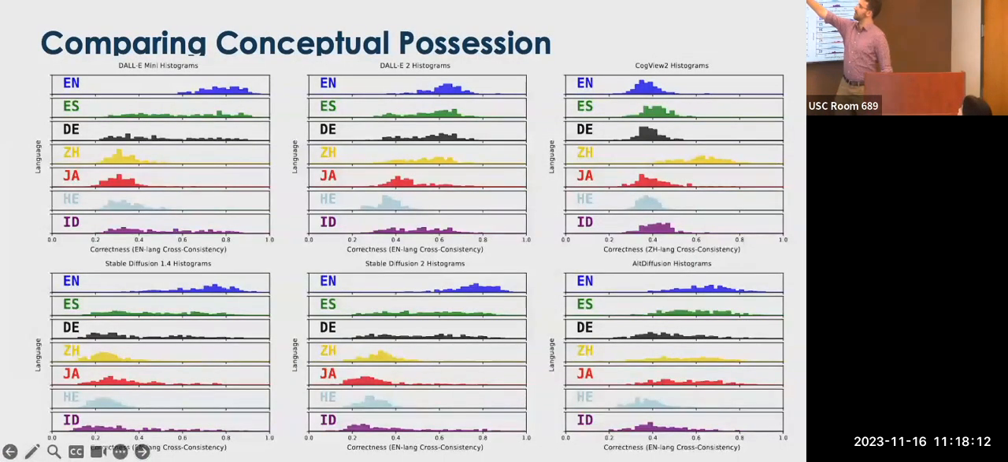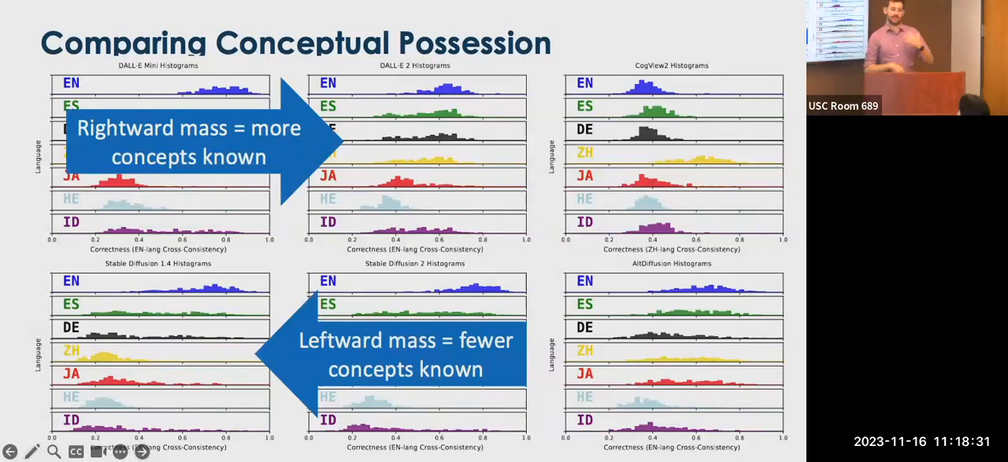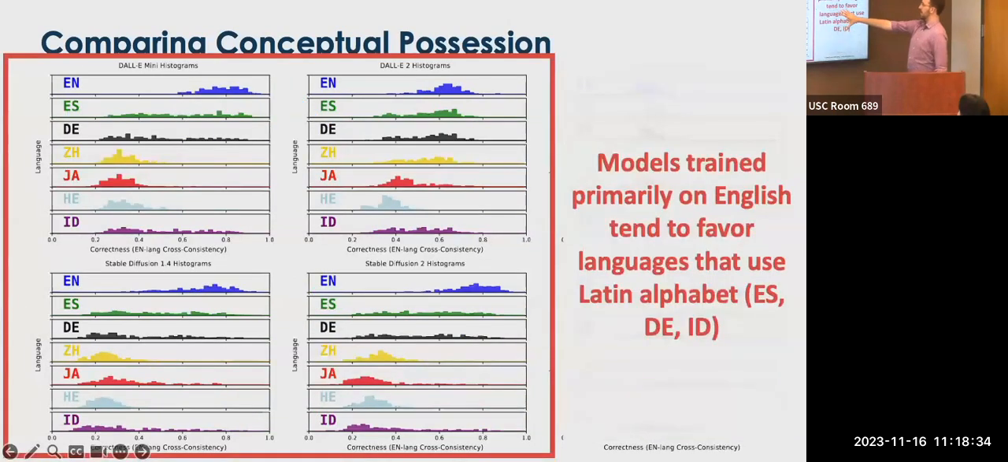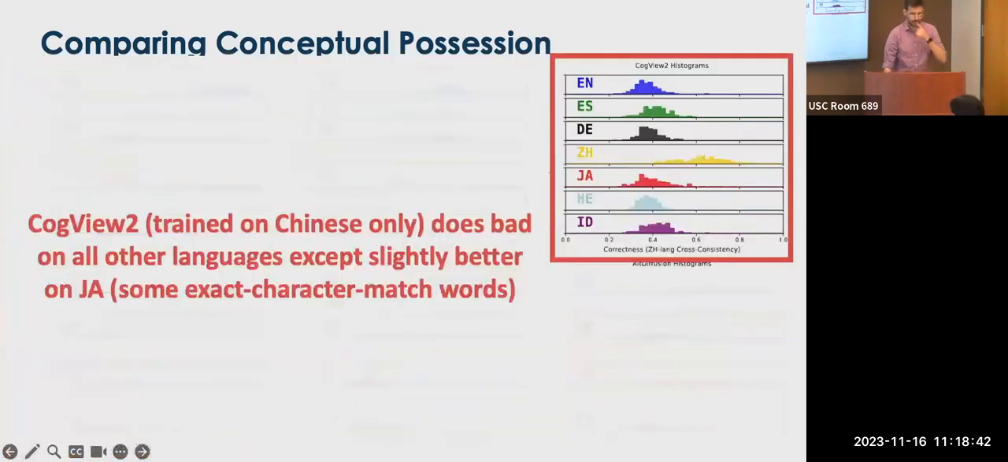So what these histograms are is that same correctness score that I presented earlier, the cosine similarity relative to English. And yes, that does have a circularity problem for English, but we'll talk about that in a second. For every single concept in the 200-word conceptual inventory. And right away, you can see that more rightward mass within that histogram means that more concepts are known within that language. We find that models that are primarily trained on English favor Latin alphabet languages. So in this case, Spanish, German, and Indonesian. Similarly, we find that CoCo-2, which is the model that was trained on Chinese data almost exclusively, generalizes slightly to Japanese, while it does not generalize as well to the Latin script languages. So that is a two-way road. I mean, from that distribution, I can't see a significant difference between Japanese and other languages. Yeah, it's very slight. The means are slightly better, but I don't have them on that graph.